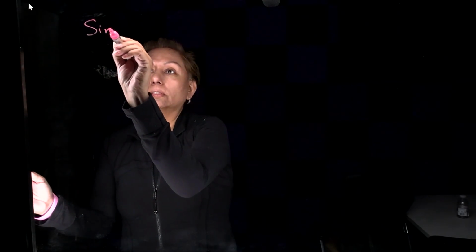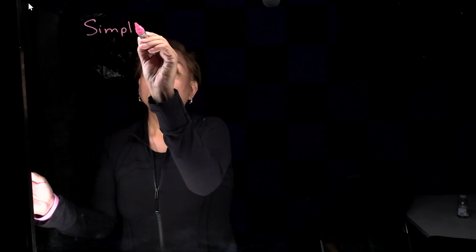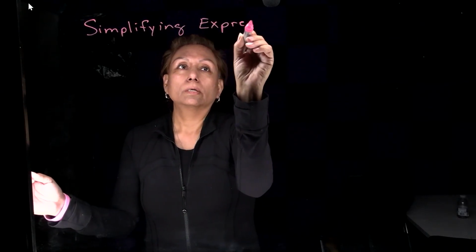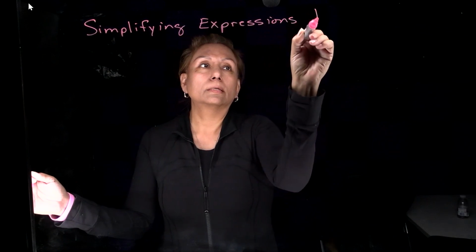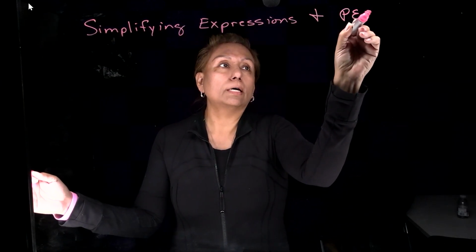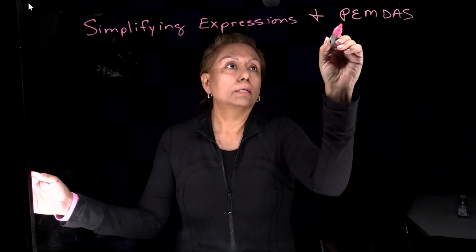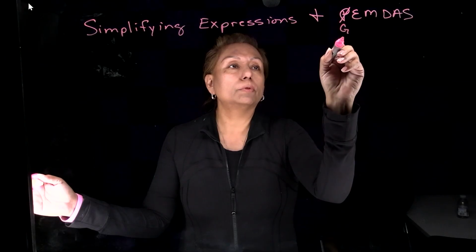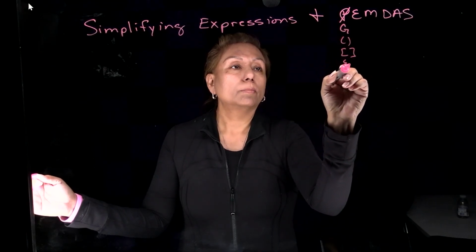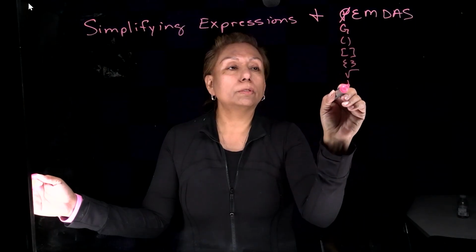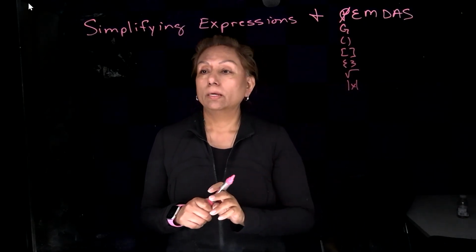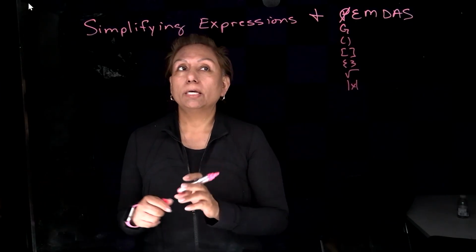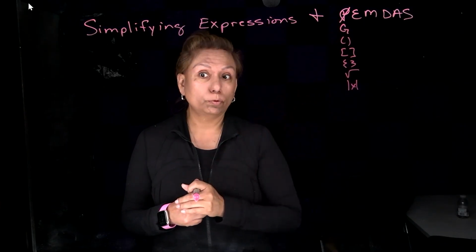Okay, so simplifying expressions and order of operations. A lot of us have learned it called PEMDAS, but some of us have learned it with GEMDAS, G, because remember it's grouping symbols: parentheses, brackets, braces, anything under the square root symbol, anything in the absolute value. So if we remember, expressions do not have equal signs. So we want to make sure that we can simplify expressions using our rules for PEMDAS.